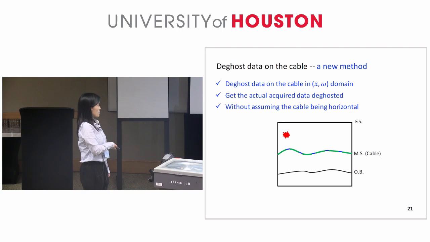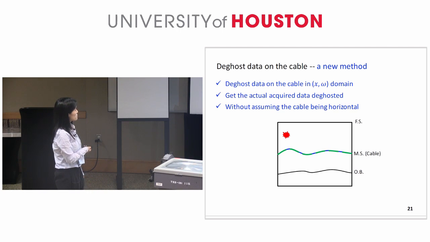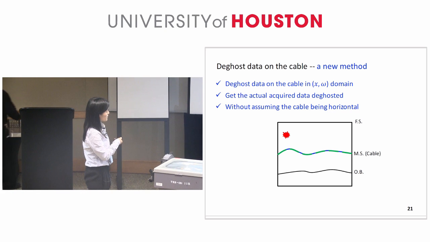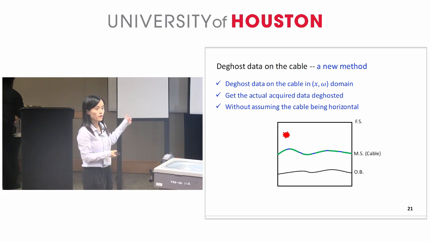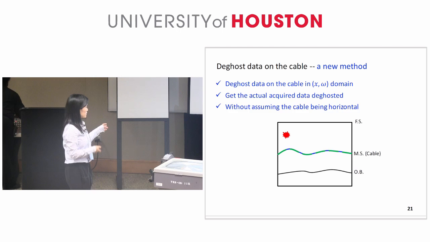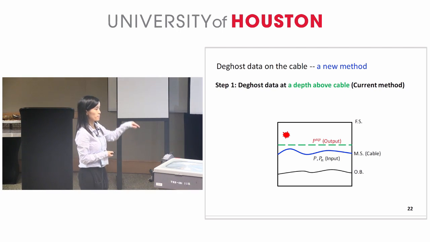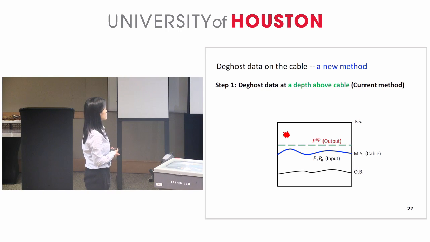So in this talk, we are showing you a new method to deghost the data right on the cable, still in the S omega domain, to get the actual acquired data deghosted. As you can see, the green dashed line is the output surface, and the blue line is the acquisition cable. They overlap. And the cable itself is without limitation of the shape.